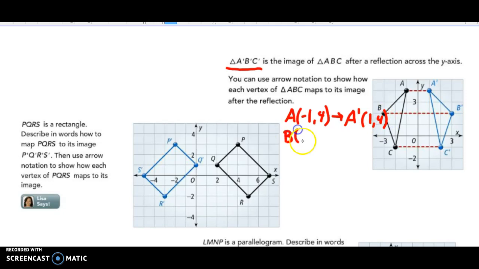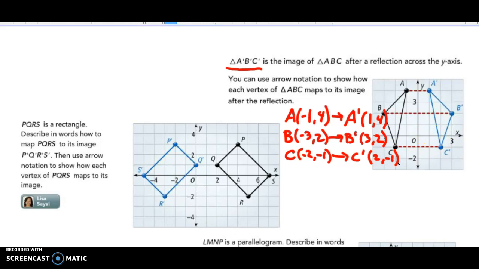Point B, and I'm going to name its location. Point B is at -3, +2. So point B at -3, 2 maps to B prime, which is located at +3, +2. So I read this as point B at -3, 2 maps to B prime at 3, 2. And finally C, which is located at -2, -1, maps to C prime, which is located at +2, -1.